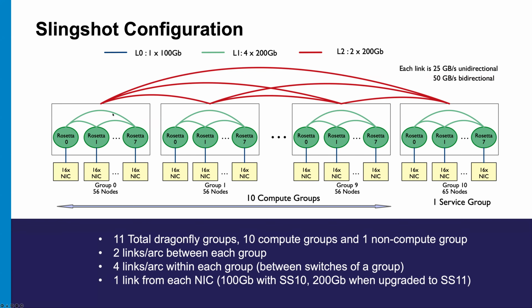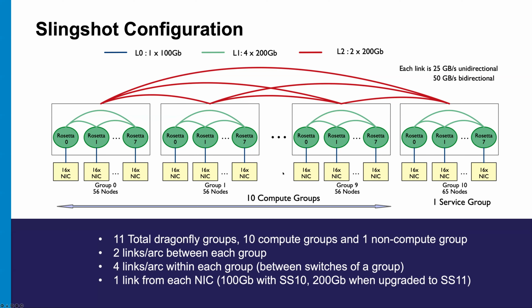And so within the group, there's a higher total bandwidth between all of the NICs. Then the global bandwidth is a bit lower, so there's some tapering, but you can connect to each group at these given total links. So you have 9 times 2 links to other compute groups.